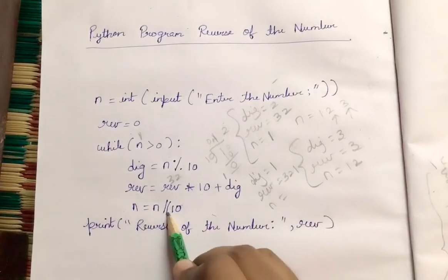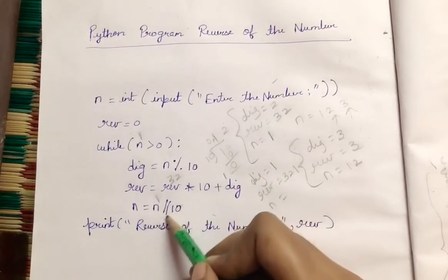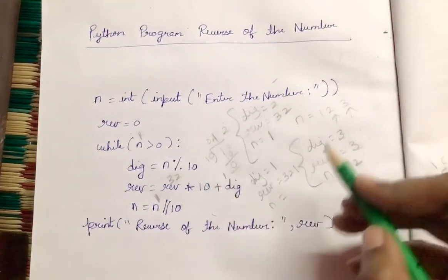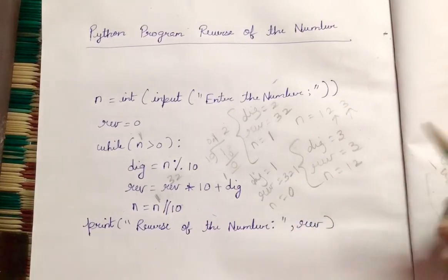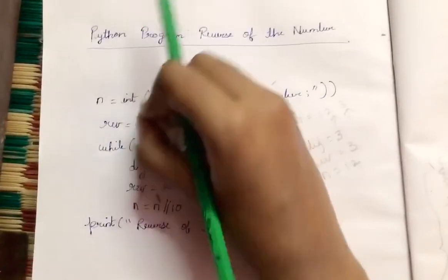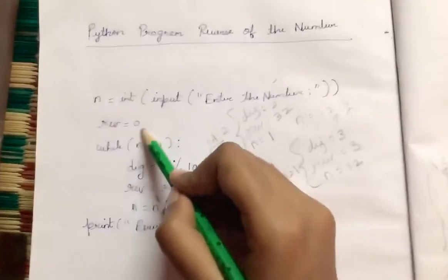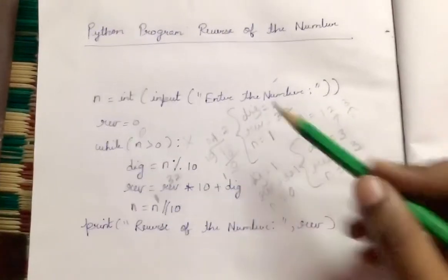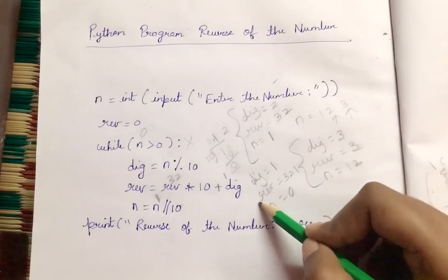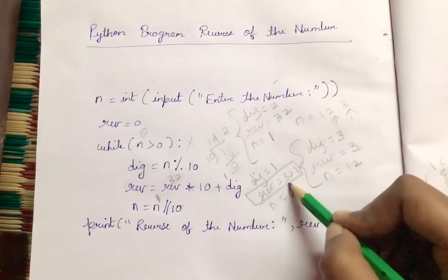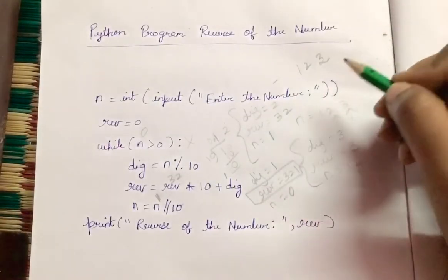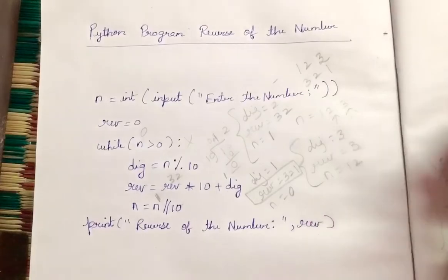Again I am going to divide the value. 1 divided by 10 gives a quotient of 0.1, so 0 will be the value of n. Now I am going to check the condition. The n value is updated to 0, so 0 greater than 0 fails, and we print the reverse of the number. The reverse value from the last loop is 321. So the input given by the user is 123 and the output will be 321. Okay, thank you.